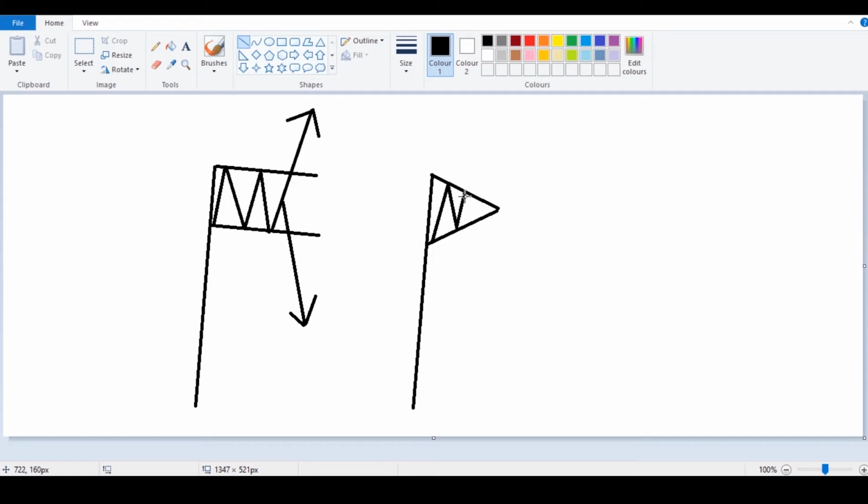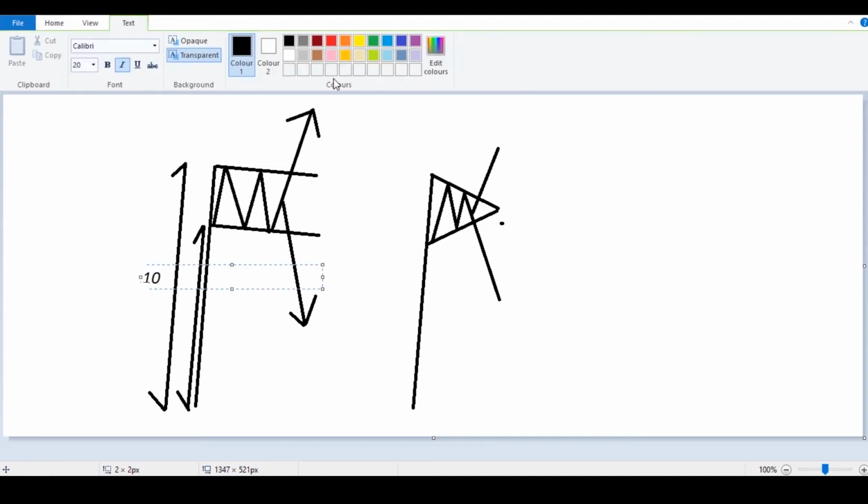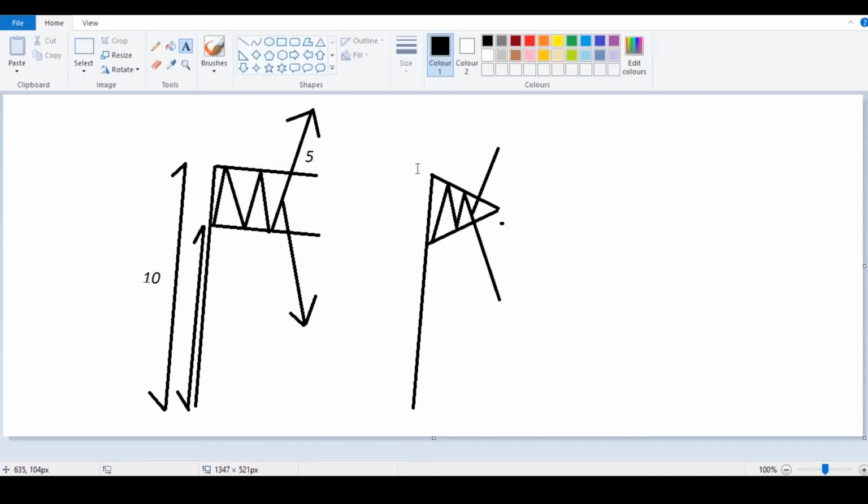Now the rule with pennants and flags is that you will take either the distance from the bottom of the flag to where your flag begins, depending on your currency pair, or the full distance of your flag. Now, I cannot stress the importance of studying your currency pairs and getting these figures right on each currency pair. So, if this here is 10, we are to expect 5, again with the 50% rule.